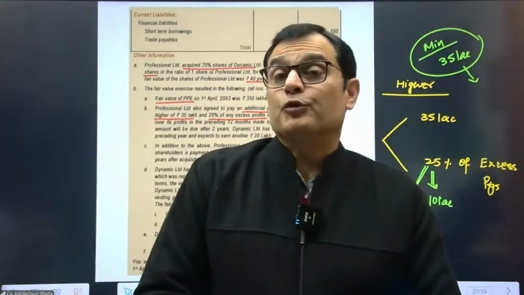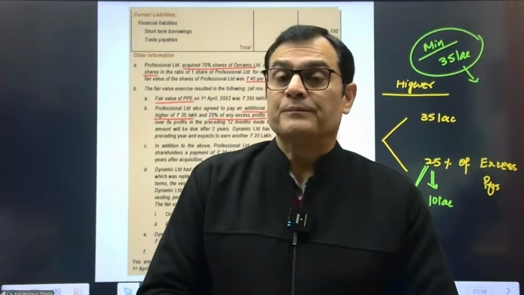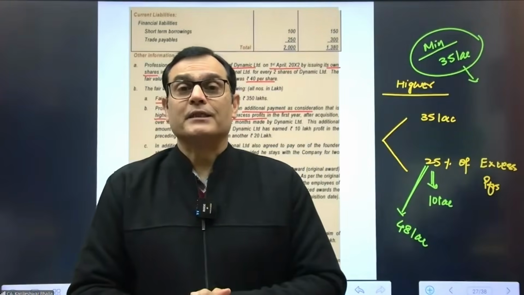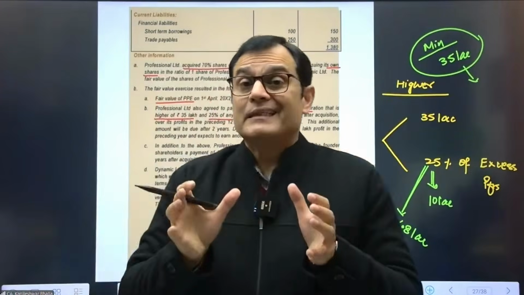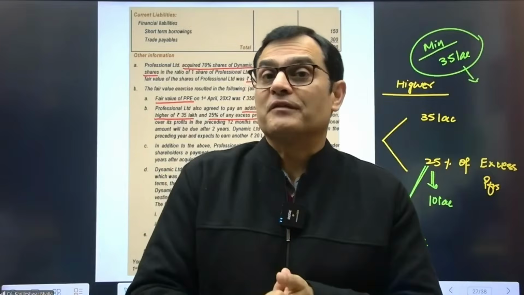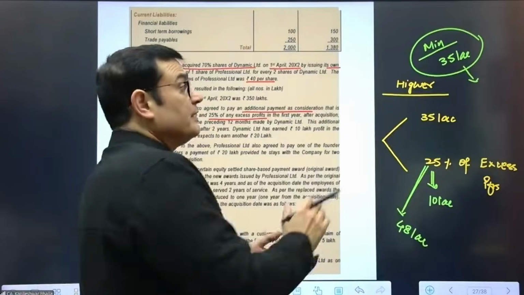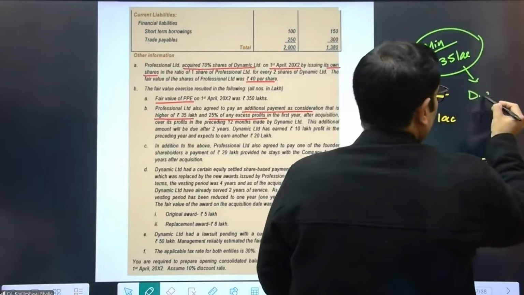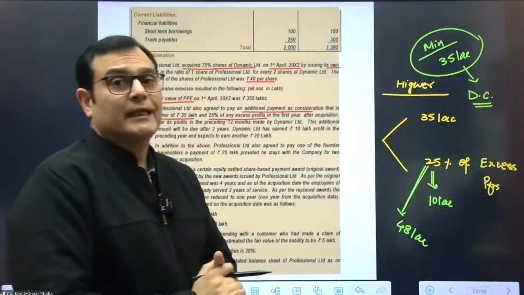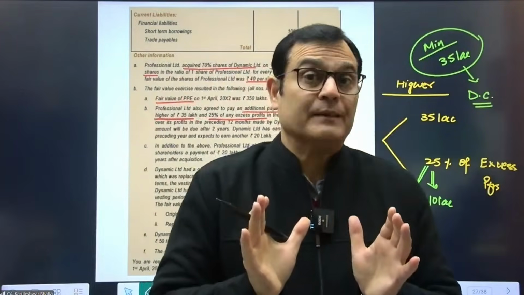And if you remember the three-step input which I gave you regarding the DC and the CC, I said if there is a payment in the future and it is not dependent upon any conditions, on the very apparent level, it seems that it is based on a condition. And the condition is 35 lakhs or 25% of the excess, whichever is greater. But at the end of the day, if you look at the language, we realize that this amount is in any case going to be paid. So this will become a deferred consideration and not a contingent consideration. I hope you got the concept clear.